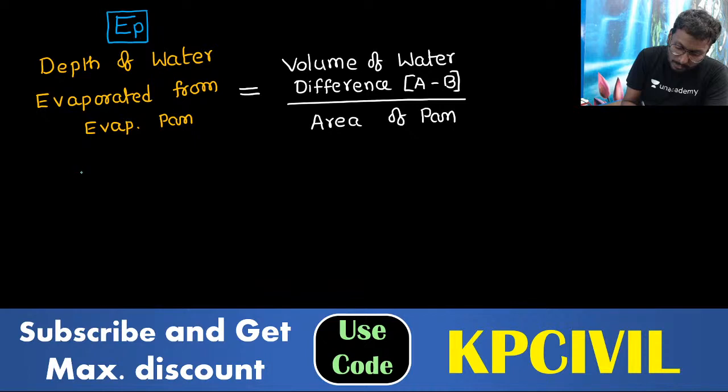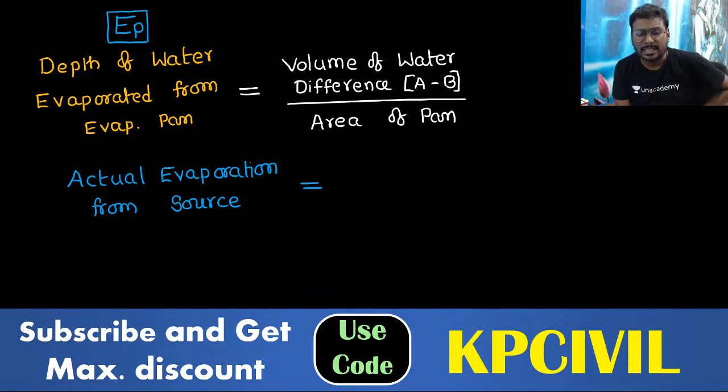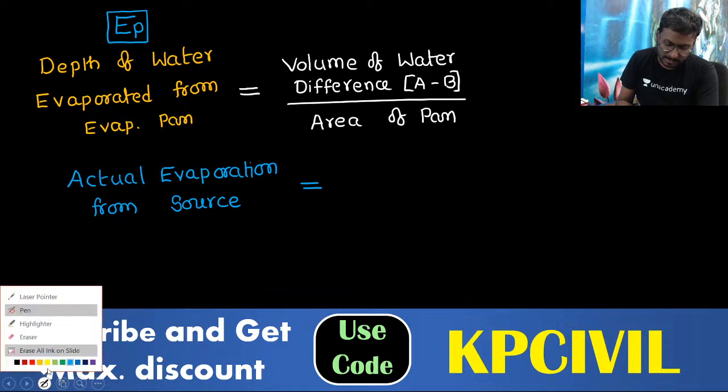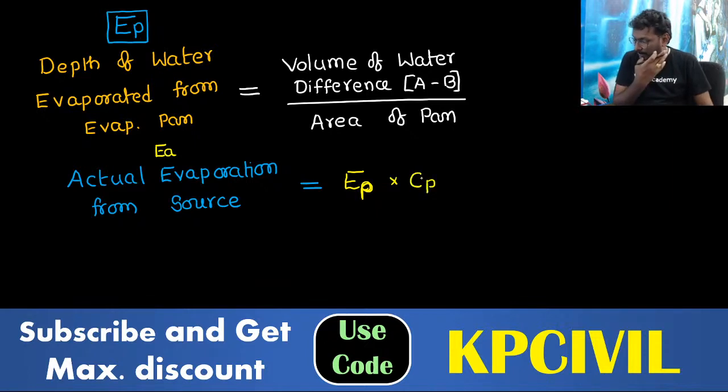Now you got EP. What do you require? Do you need evaporation from the pan or from the reservoir? From the pan, or from the lake, from the source? So we have to estimate actual evaporation from the source. Your source may be a lake, your source may be a reservoir, whatever the condition. Whatever your source, you can consider it actual evaporation from the source. We can write down the formula for actual evaporation: EA is equal to EP into CP. Very good.